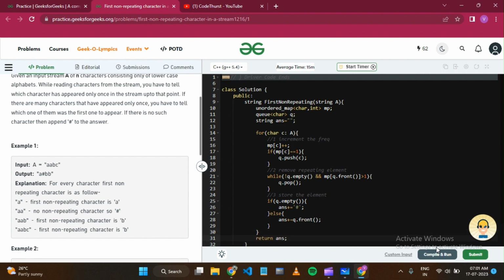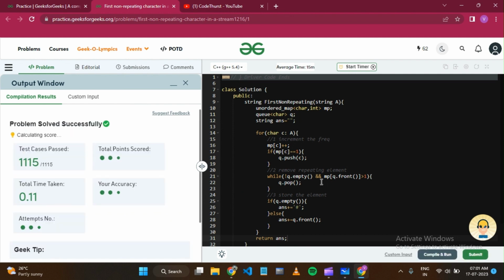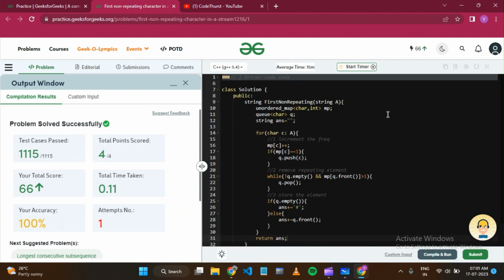So let's check if it is working properly. Yes, it is working properly. Now we will try to submit it. I hope there is no error in that. So yes, it gets submitted correctly.